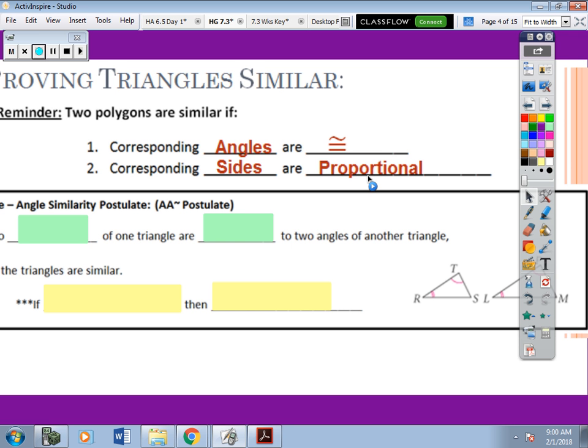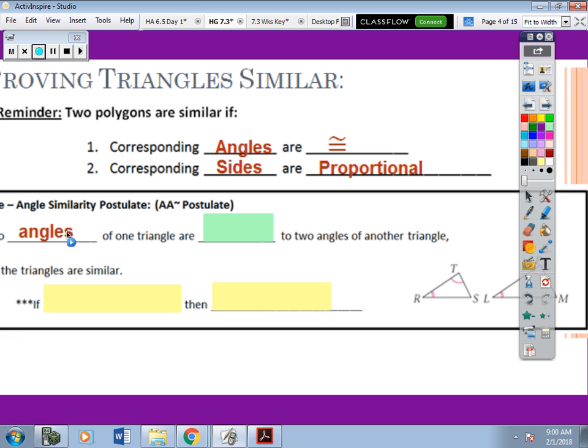So the first one is different than any one we've seen before. Remember, angle, angle, angle was not something we were allowed to use. It is something we can use to prove that they're similar, because if 2 angles of a triangle are congruent to 2 angles of a triangle, the third angles theorem would tell you that the third angles are congruent, which will then prove that they're similar.